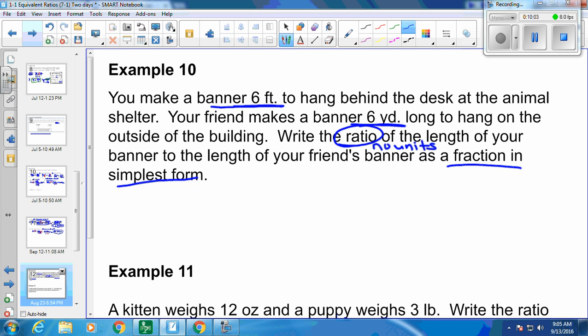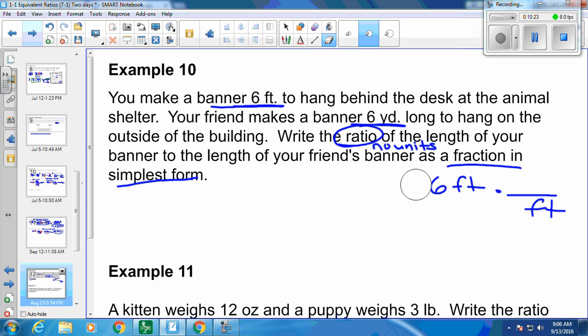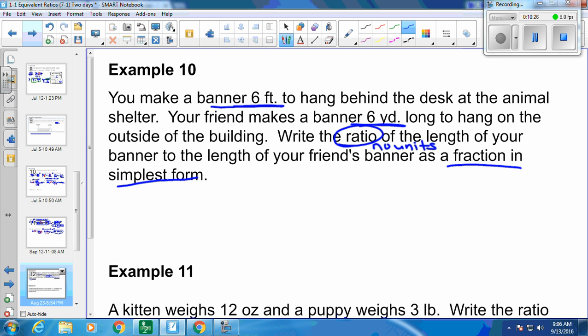I can't put 6 feet, I'm writing this down, you'll want to erase this. I can't write 6 feet and 6 yards and cancel out the units. They're not the same unit. The only way that I'd be able to cancel out the units is if I had feet and feet right on top of each other, like that, or if I had feet in the denominator. That's the only way that I can cancel units. Canceling units is very similar to canceling numbers. So because I don't have the same units, I have to convert first.